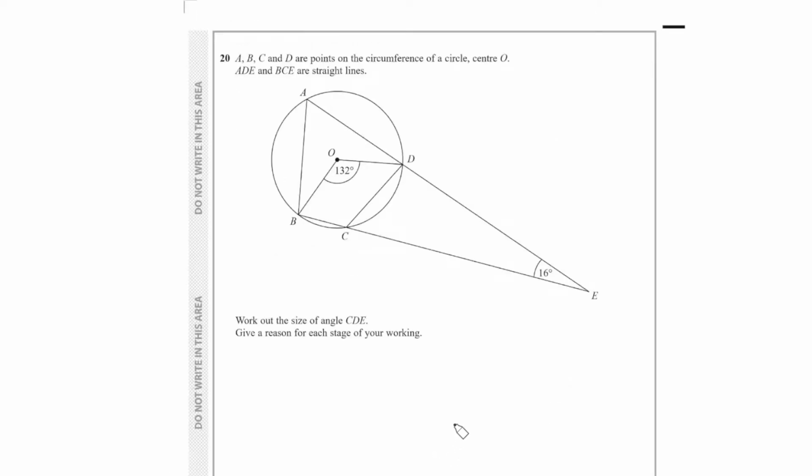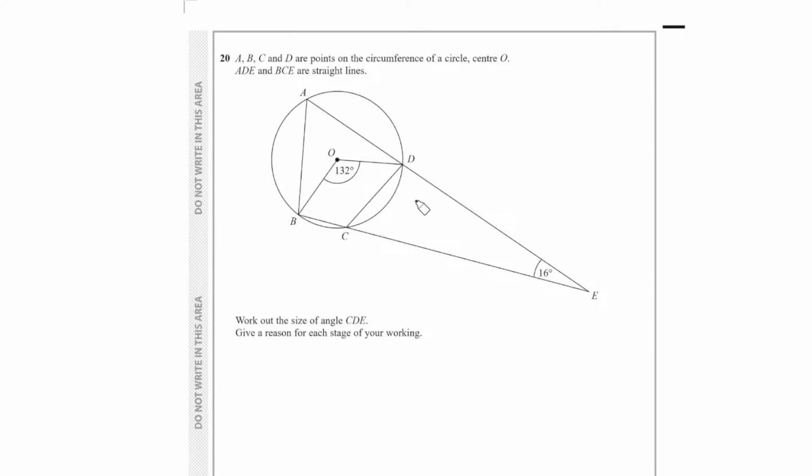Okay, question 20. You can see we've obviously got some circle theorems now. I think we've got 3 more questions. So A, B, C, and D are points on the circumference of a circle, centre O, and they've said that A, D, E, and B, C, E are straight lines. They're not tangents, just so you don't get confused with that. They're just straight lines. Work out the size of angle CDE. And obviously it says give a reason for each stage of your working.